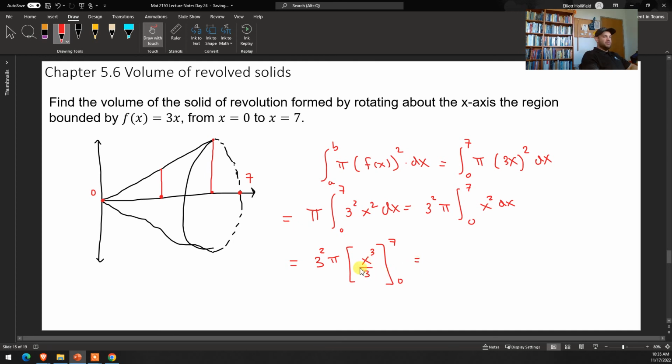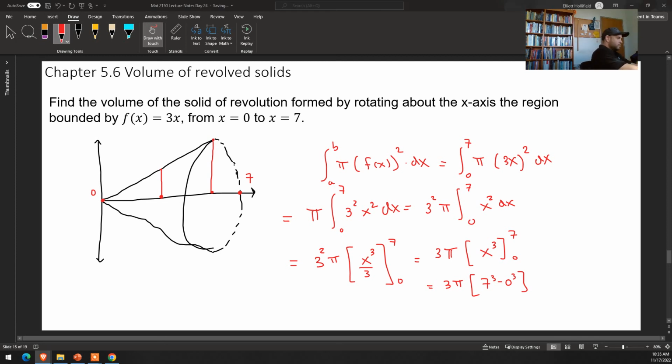Let's first bring out the constant 1/3. That will cancel with one of the 3's in 3 squared. I get 3 pi times x cubed evaluated in between 0 and 7. That is 3 pi times 7 cubed minus 0 cubed. Seven cubed is 343. Times 3 gives us 1029 pi.